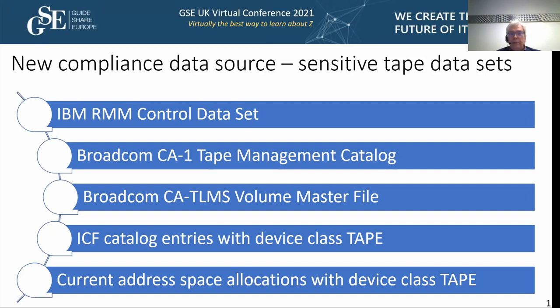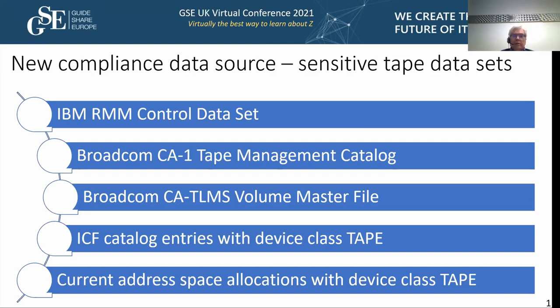Where do we get those tape dataset names? Well, there's the IBM Removable Media Manager, part of the DFSMS. The control dataset contains the tape dataset names, the full 44-character tape dataset names.